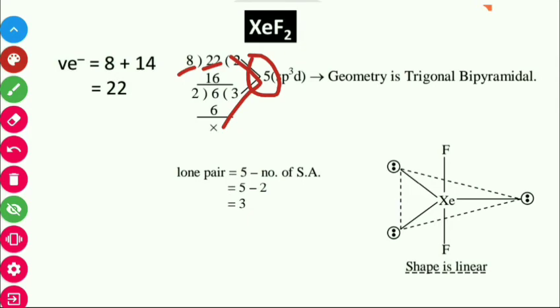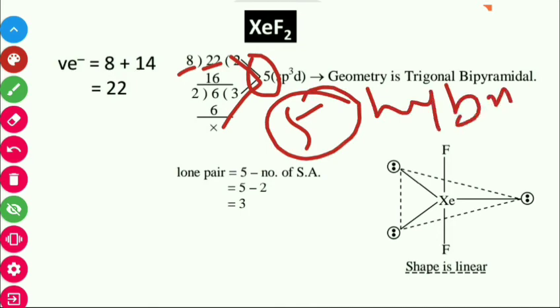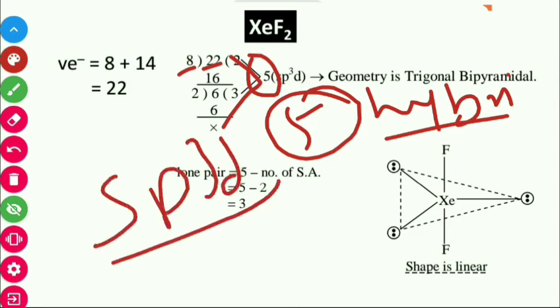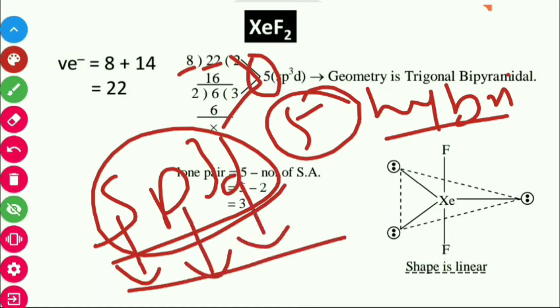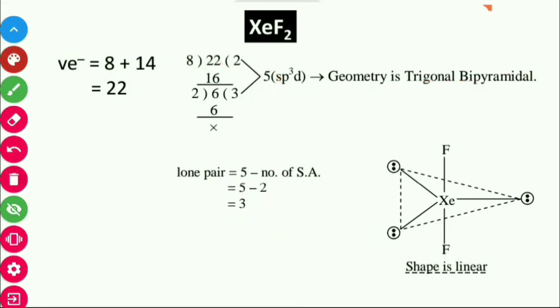5 is the number of hybridized orbitals. And 5 means sp3d, when the s orbital is occupied, 3 p and 1 d are occupied. sp3d, and sp3d geometry is trigonal bipyramidal.